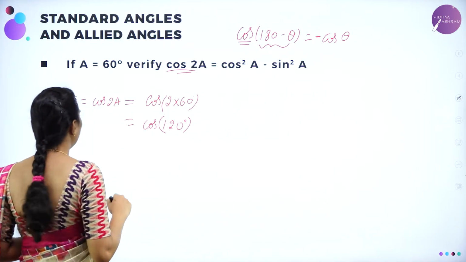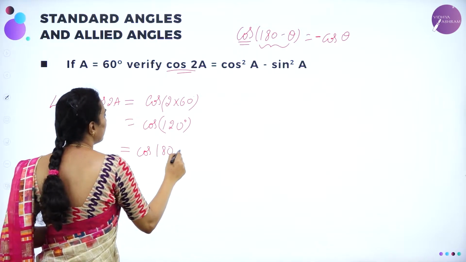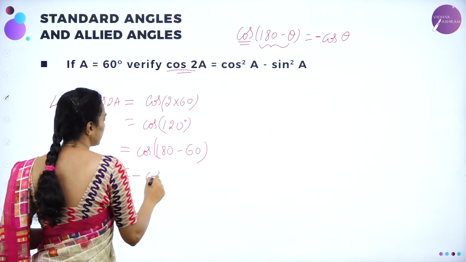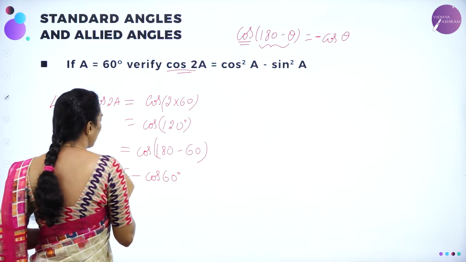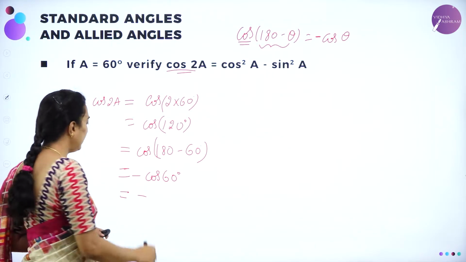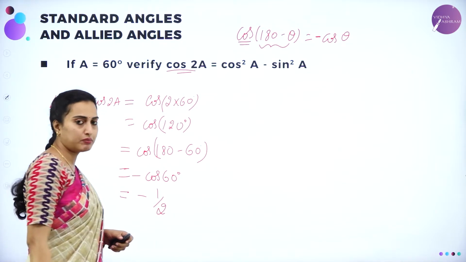Understood? So therefore you can write this one as cos of 180 minus 60 degree, which is nothing but minus cos 60 degree. Which implies minus cos 60 degree, and you know it is 1 by 2. So the value is minus 1 by 2.